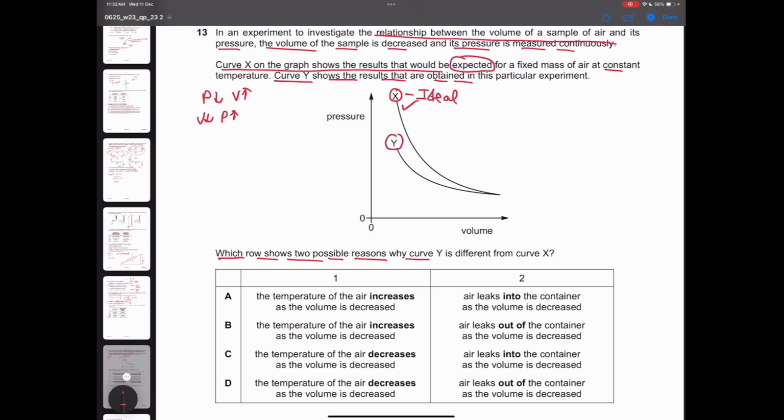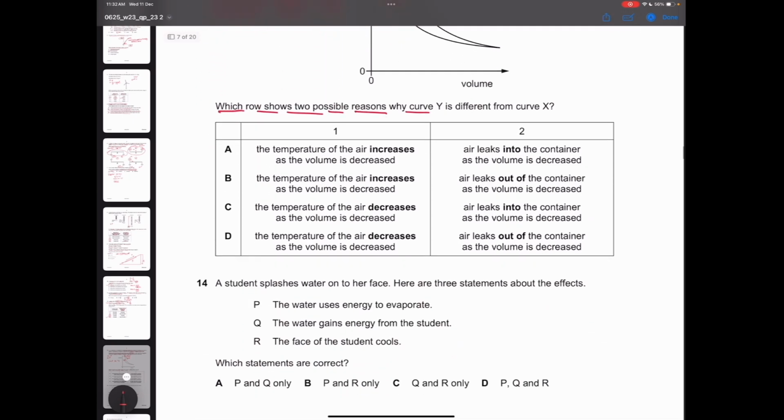Alright, now if you look here carefully, there's a difference between X and Y. The pressure at Y is low. Now just think about it. We know that temperature is directly proportional to pressure. If pressure at Y is low, it means the temperature must be low as well. So in option A, they're saying temperature increases, incorrect. In B also they're saying increases, incorrect. So we have to decide between option C and D. They've written the same thing here.